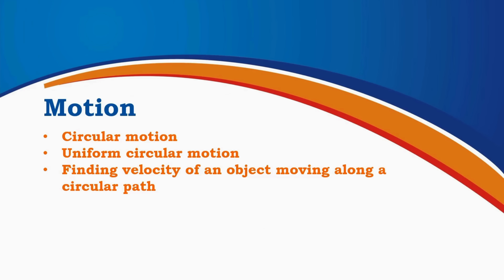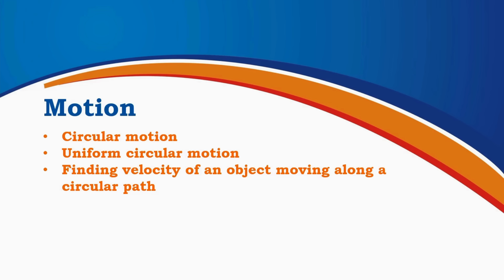Now let us learn about another important type of motion called circular motion. In this part, we will understand three main ideas. First, we will learn what circular motion is. Second, we will understand uniform circular motion. And finally, we will see how to find the velocity of an object moving along a circular path. Let us begin with circular motion.